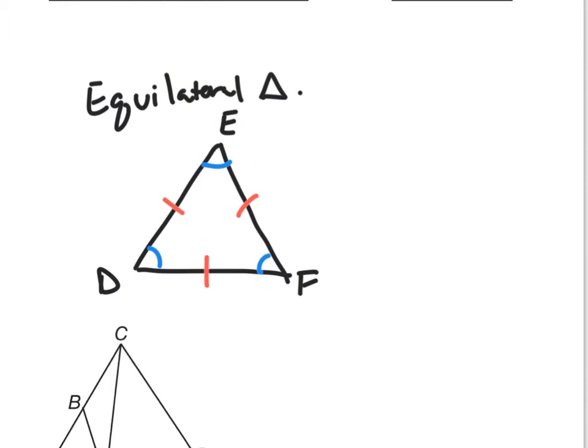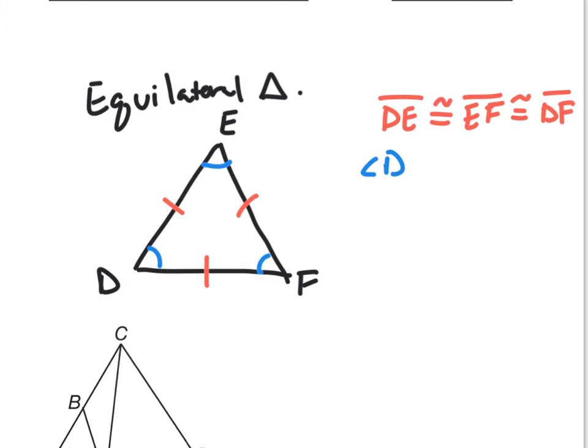So here's what I know. I would say that DE is congruent to EF, which is congruent to DF. All those sides are congruent. But I also know that angle D is congruent to angle E, which is congruent to angle F. Now let's say that we don't know what these angles are. I'm going to call them X, X, and X.